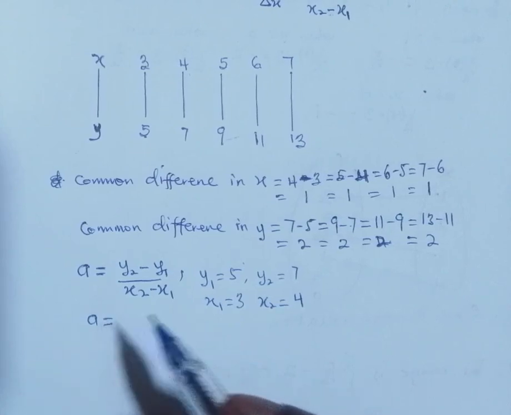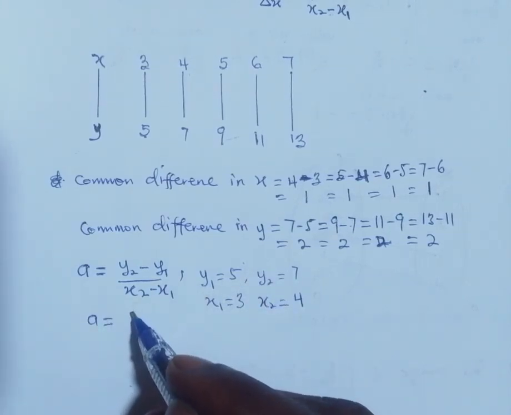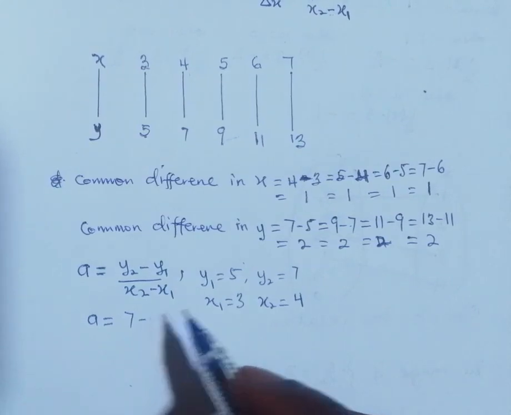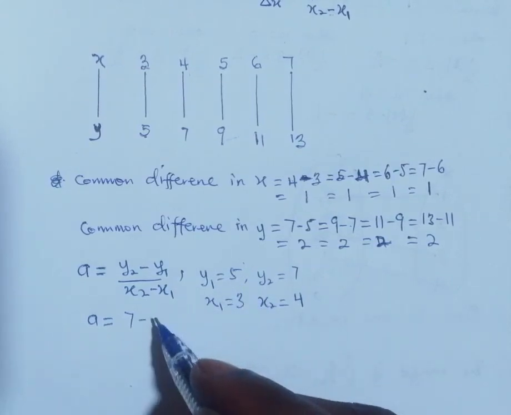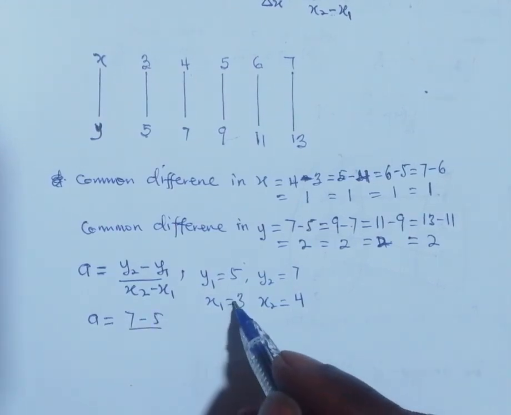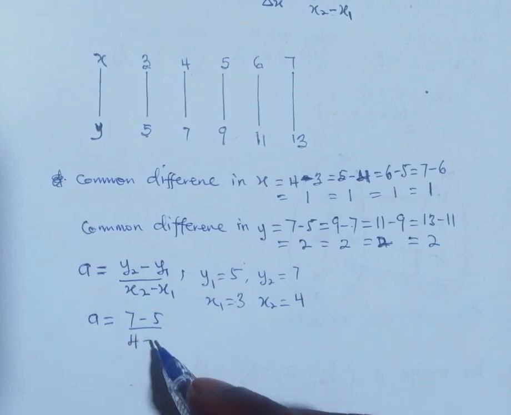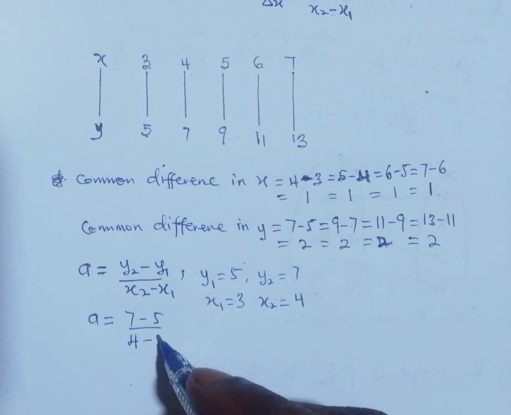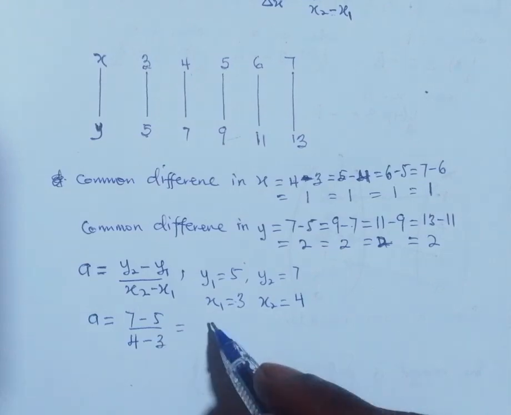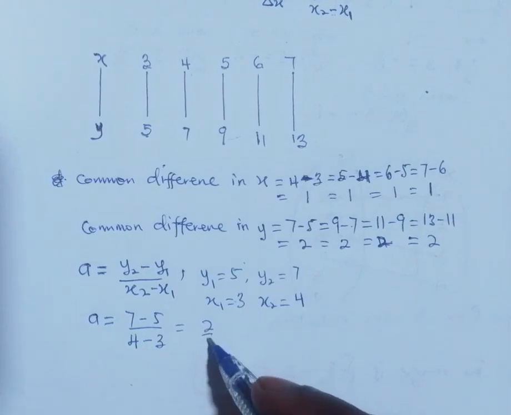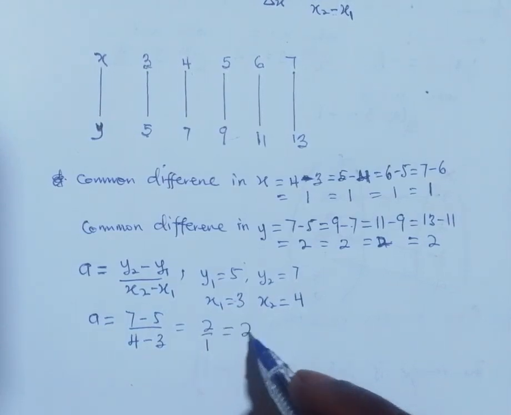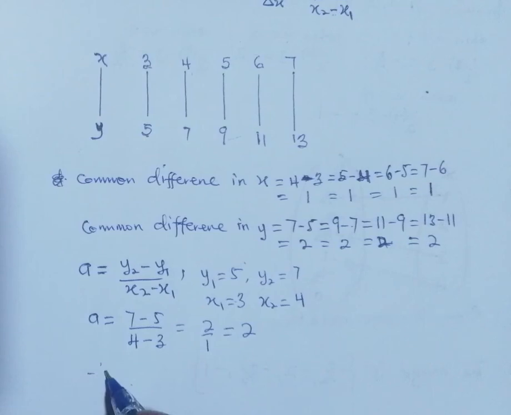All right, good. So y2 is 7 minus y1 which is 5, divided by x2 which is 4 minus x1 which is 3, which gives me 2 divided by 1, and the answer is 2. So it means my gradient, therefore my a, is equal to 2.